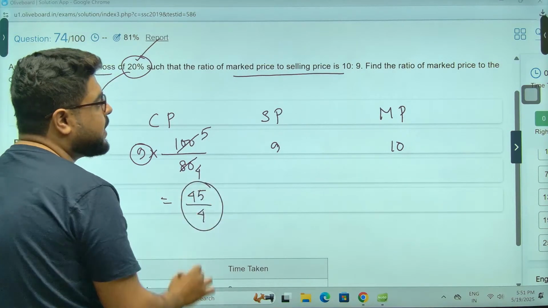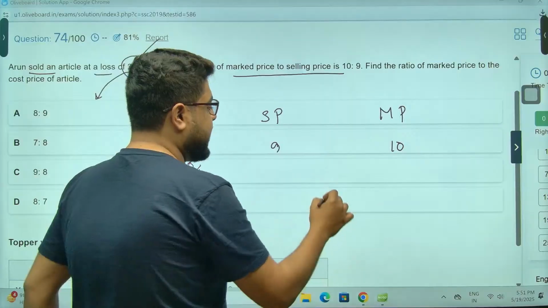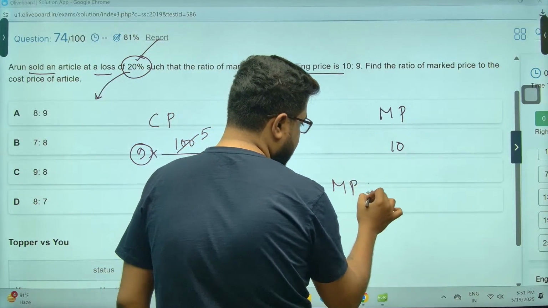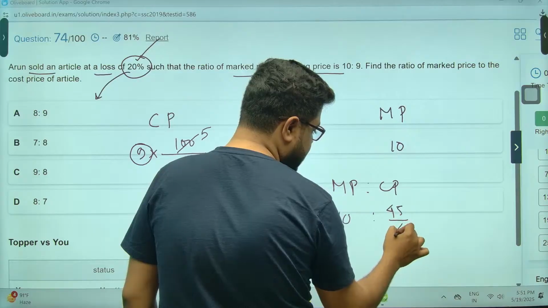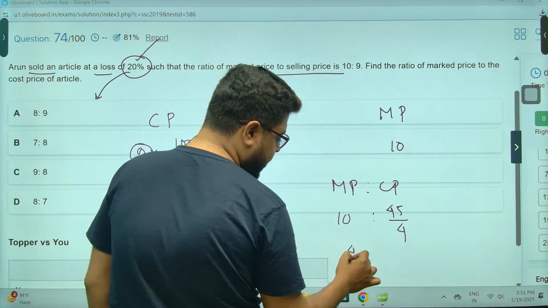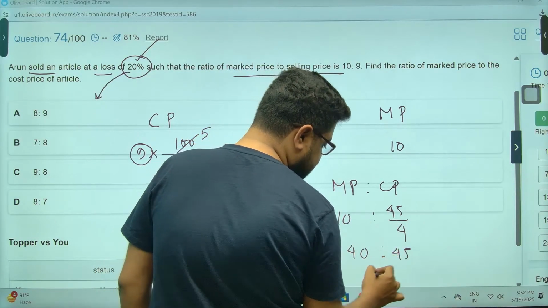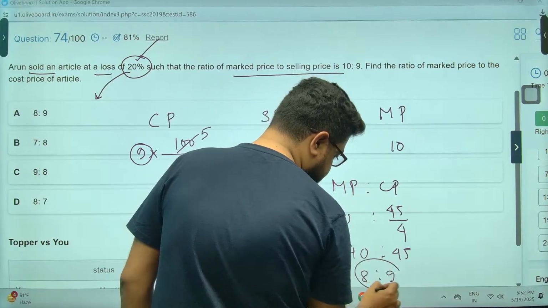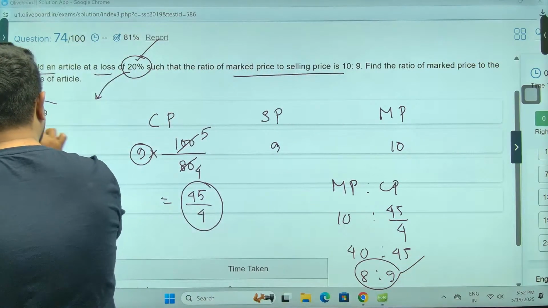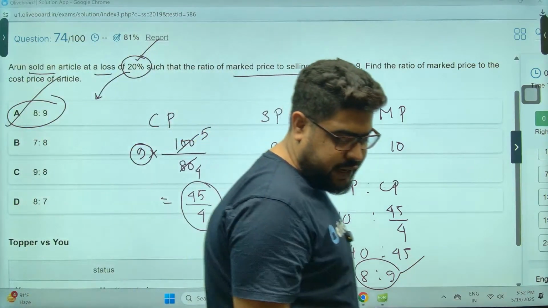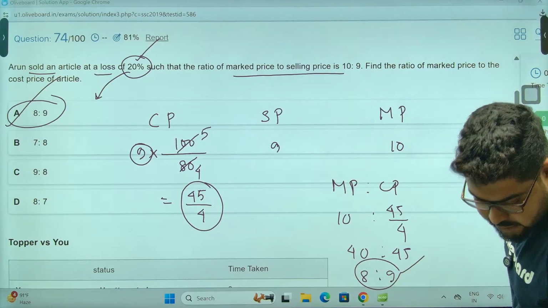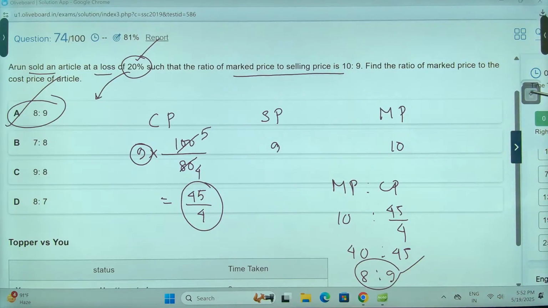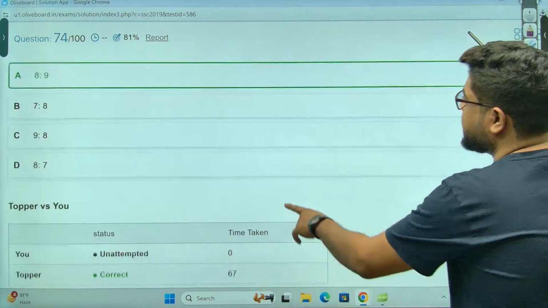So what are they asking? The ratio of MP to CP. MP is 10, CP is 45 by 4. Multiply by 4, so 40 by 45. That is 8:9, sir. Done. Option A is the answer. Perfect. Yes, Reena, Raghu, you guys are absolutely correct.